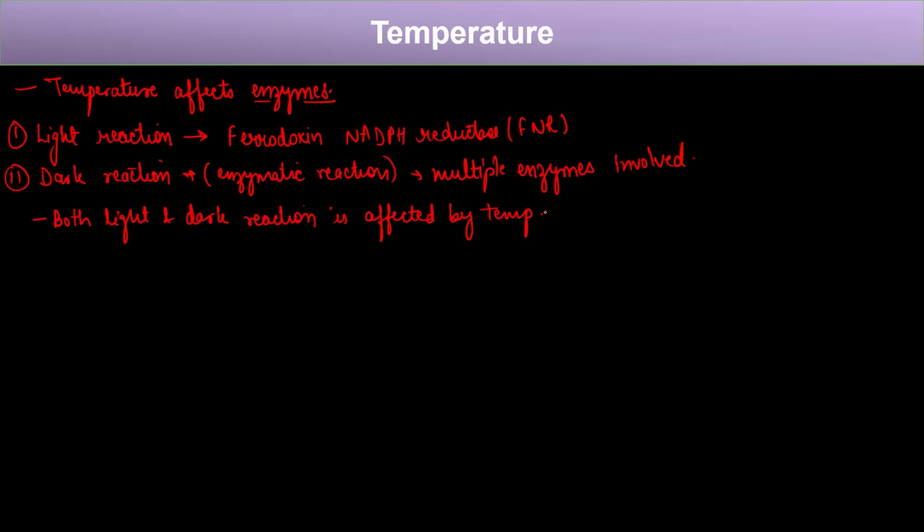But which of these will be most affected? The answer is dark reaction, because in the case of light reaction, we have only one enzyme, but in the case of dark reaction, there are multiple enzymes, and hence it will be most affected.